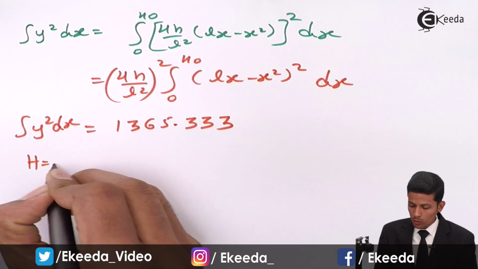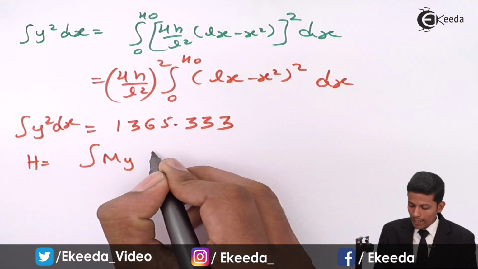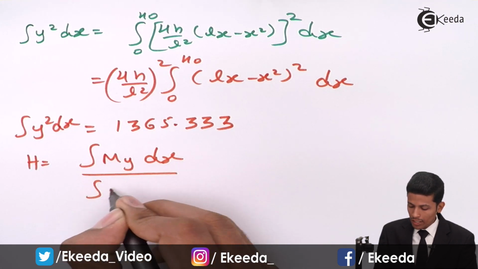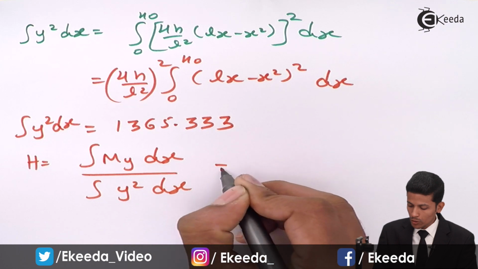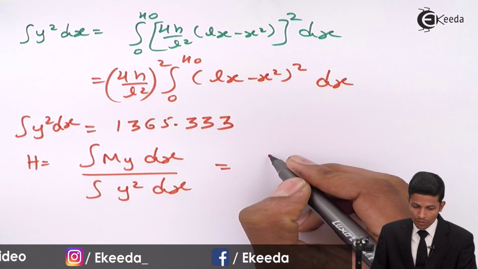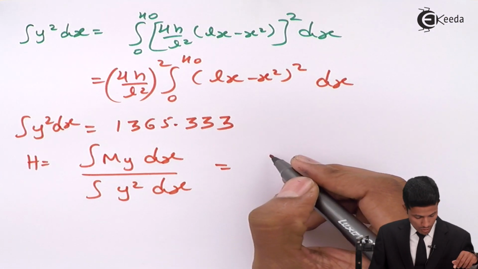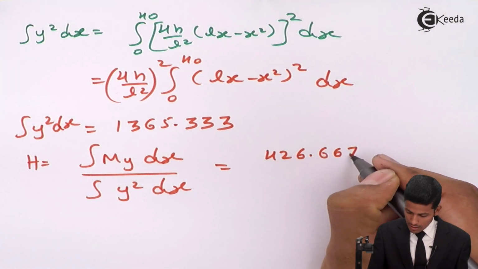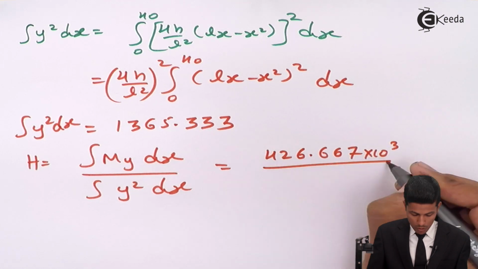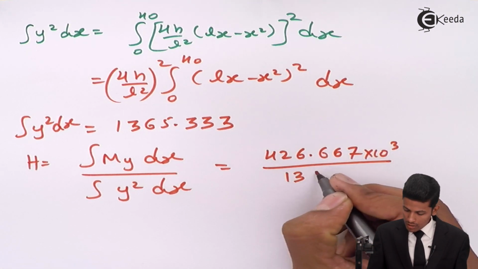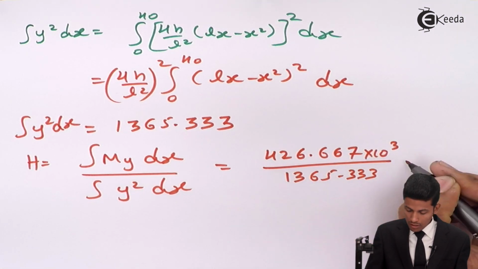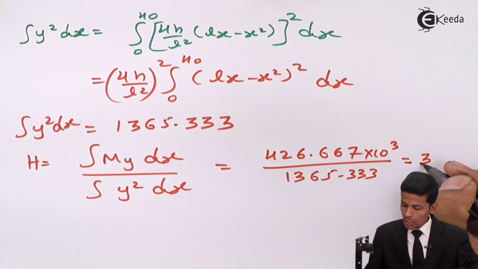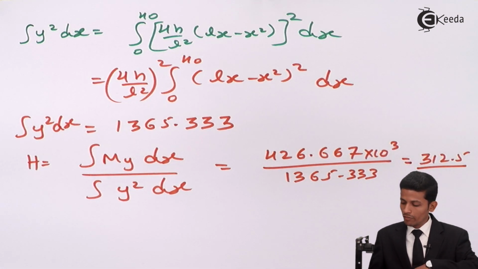Now put all the values. My dx upon integration of y² dx is equal to 426.667 into 10 raised to 3 upon 1365.333, which is equal to 312.5. This is your final H.